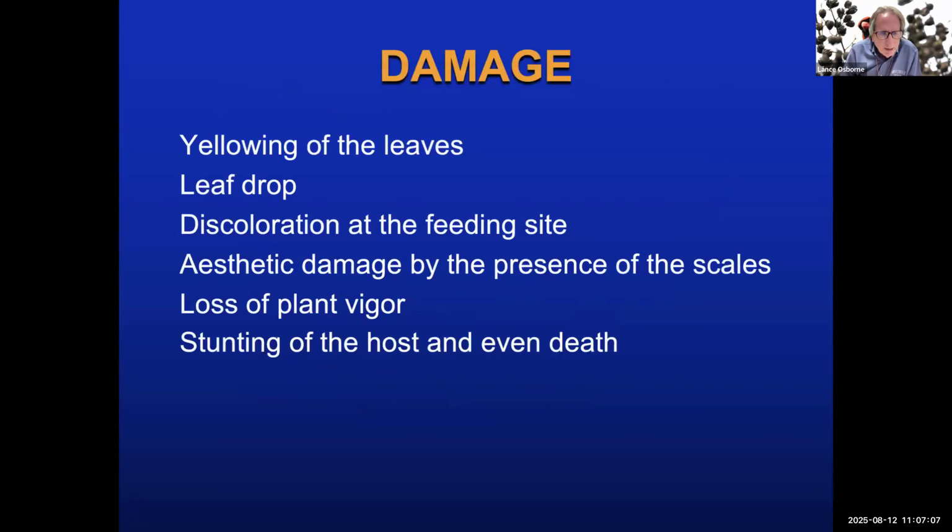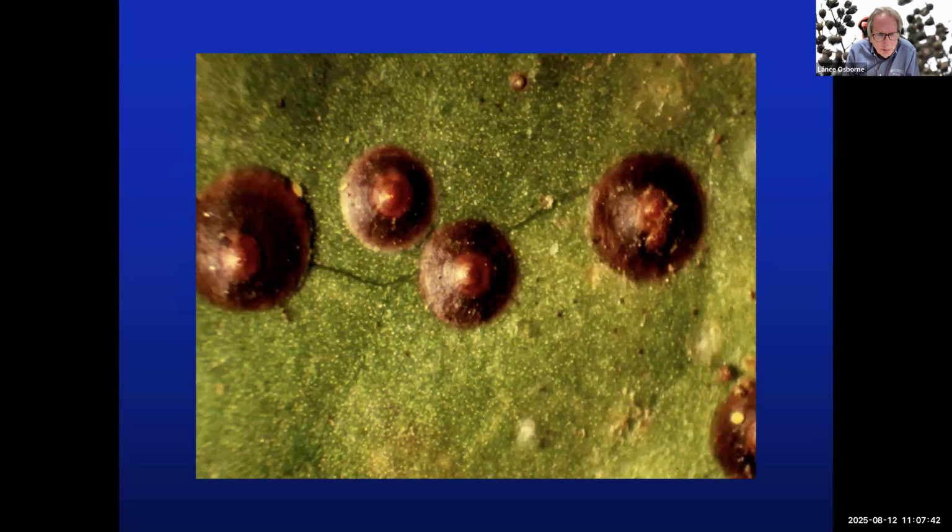Okay. You notice the damage, yellowing of the leaves. You see the little streaks. Leaves may drop. The discoloration at the feeding sites, aesthetic damage by the presence of the scales. People may refuse to buy your product even when the scales are dead because it just doesn't look good. Mentioned earlier, plant vigor. You lose plants just by being stressed, and the stunting of the host and even death.